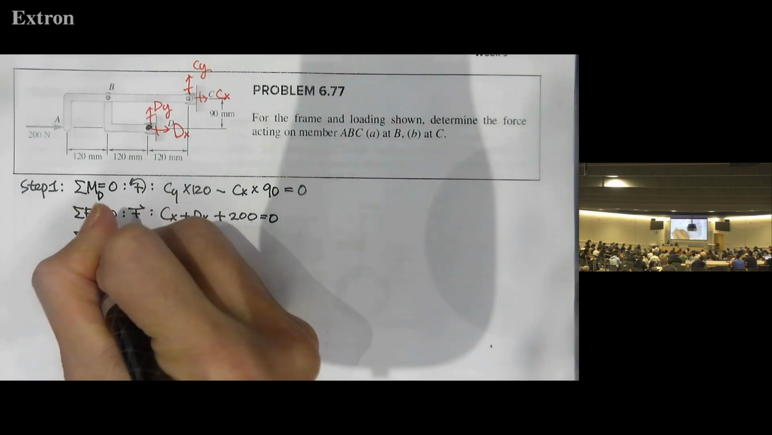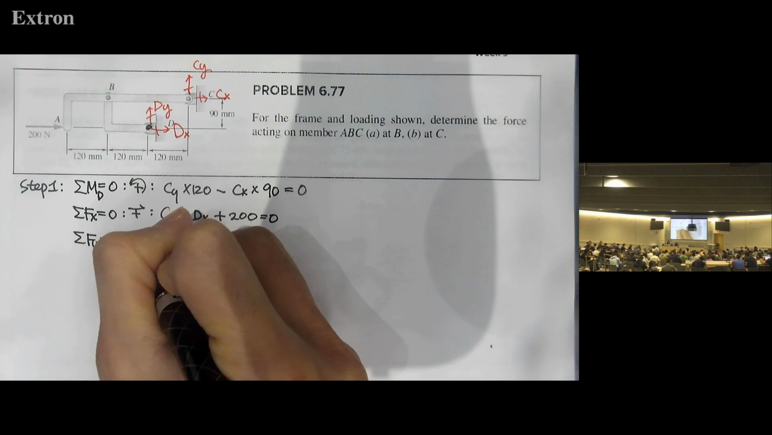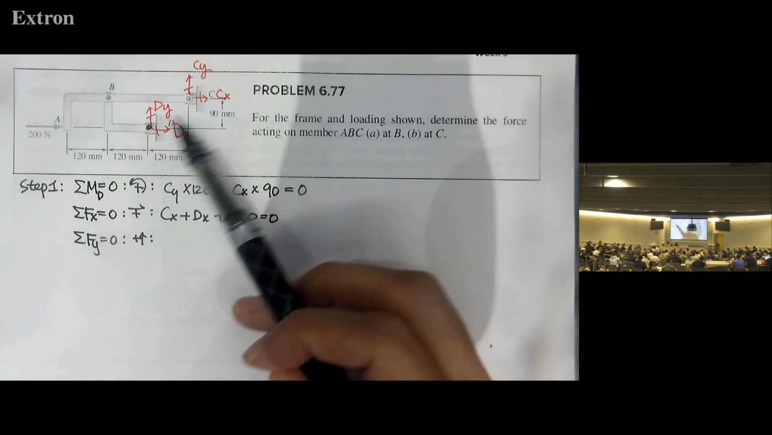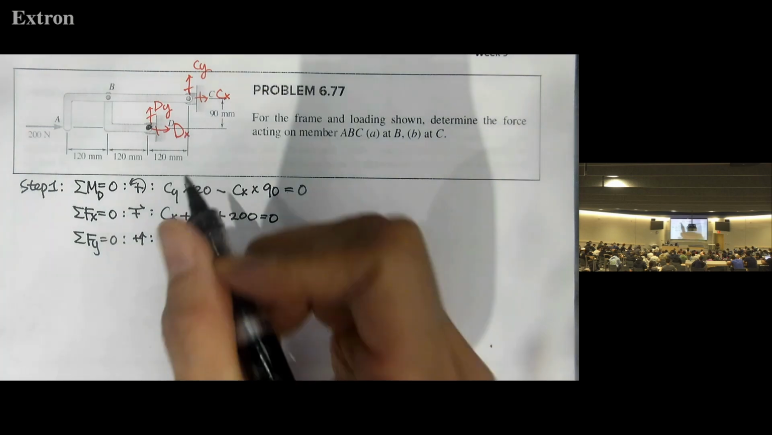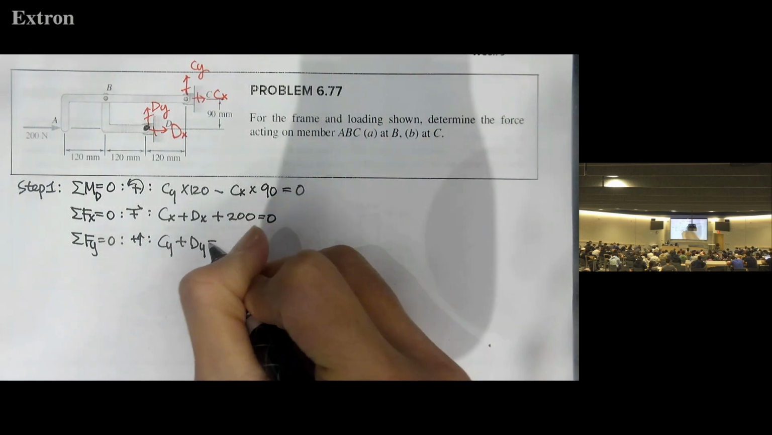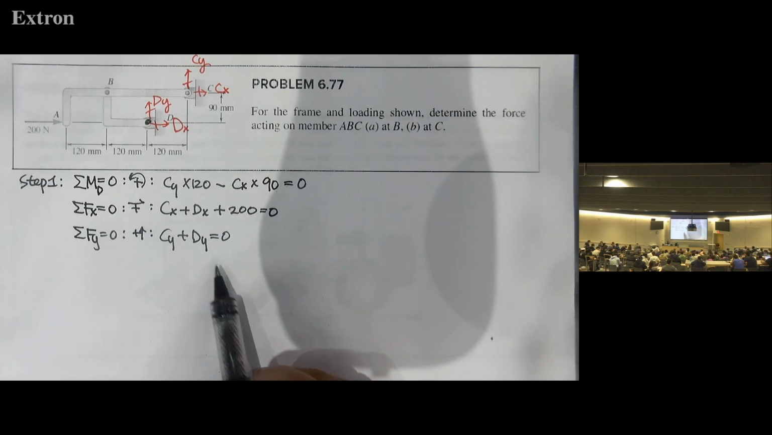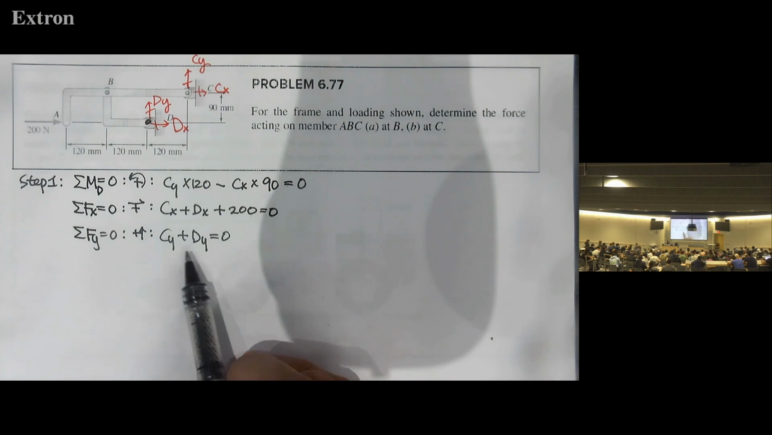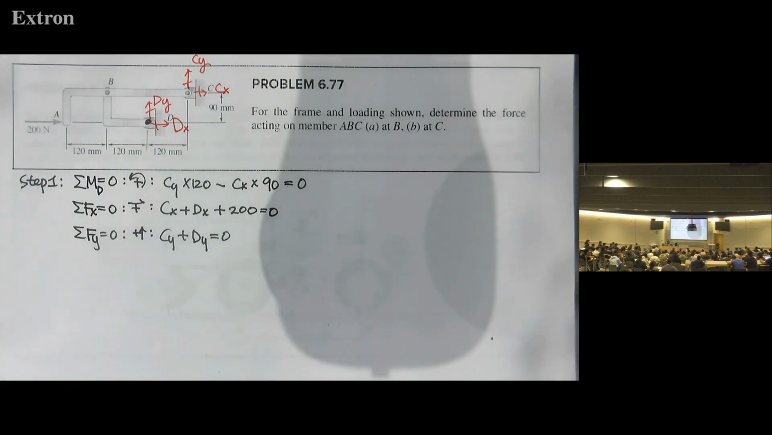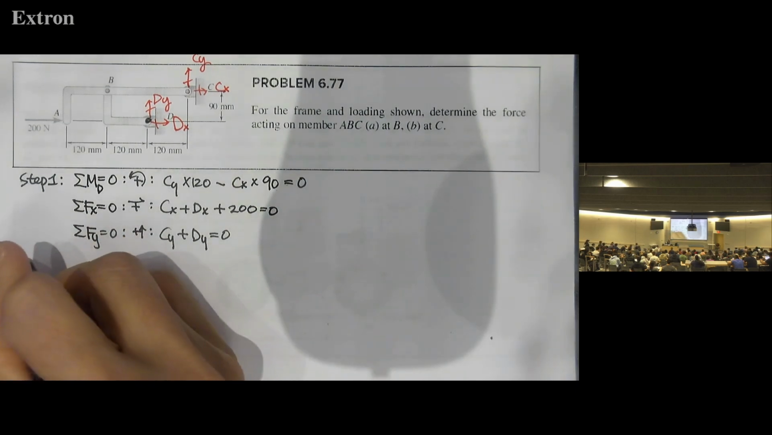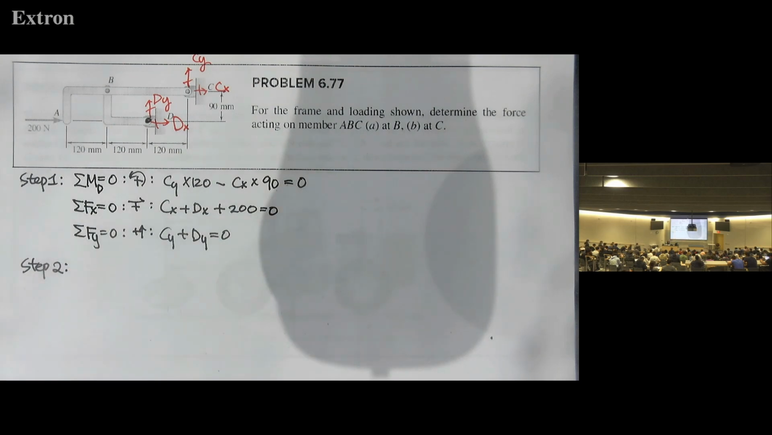And then the Fy equation, we have Cy and then Dy upward. So Cy plus Dy equals 0. And when you look at this equation, what does it mean? Cy and Dy have the same magnitude in the opposite direction, right? Okay. Now we have 3 equations, but we cannot solve anything, right? So that's why we need step 2, make a cut and analyze the local member.